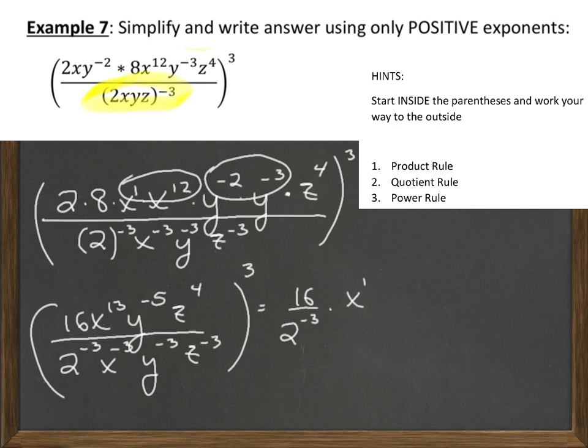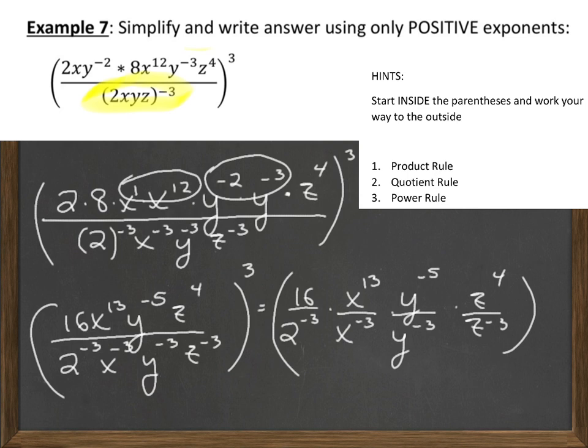But let's look at our variables. So we have x to the 13th divided by x to the negative 3rd power. Okay, what else do we have? We have y to the negative 5th power divided by y to the negative 3rd power. Okay, then we have z to the 4th power divided by z to the negative 3rd power. And again, all of this is still being raised to the 3rd power.